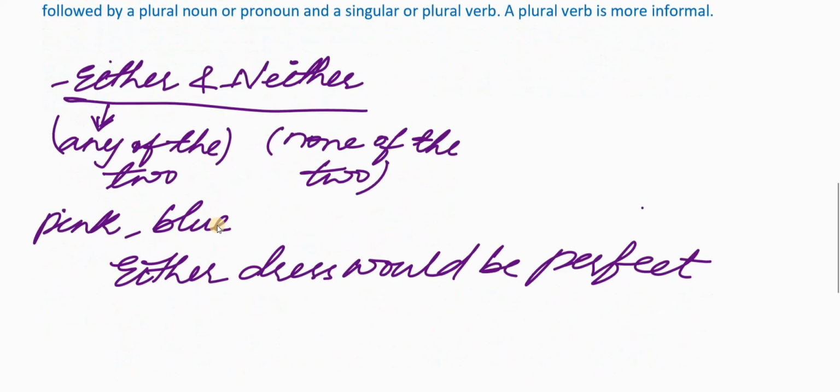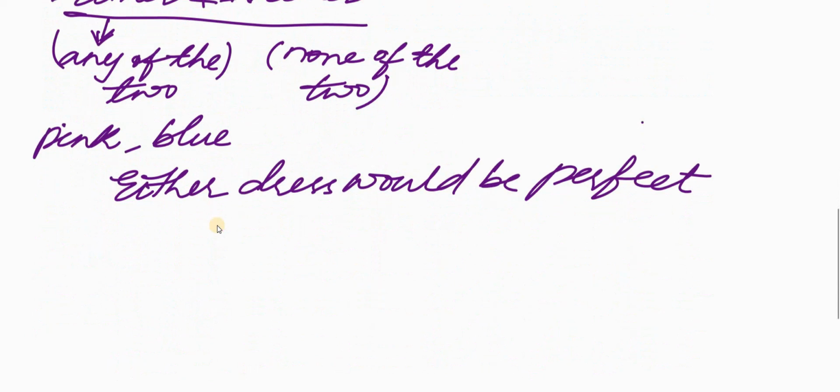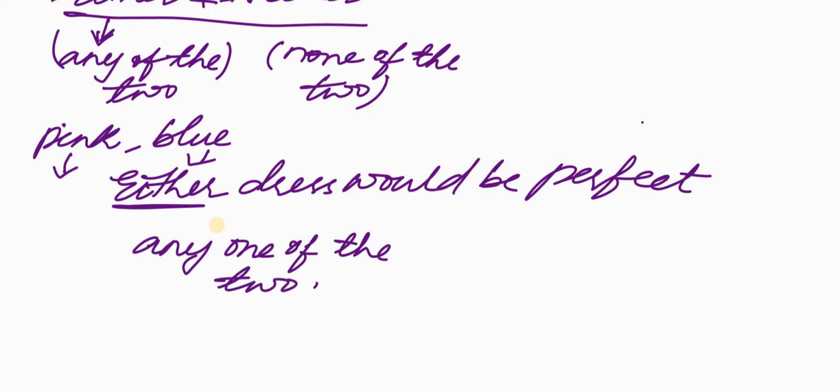When she says this sentence, either dress would be perfect, she means that you can wear pink, you can wear blue, you can wear any of the two. Both would look perfect. Hence, either means any one of the two or both.